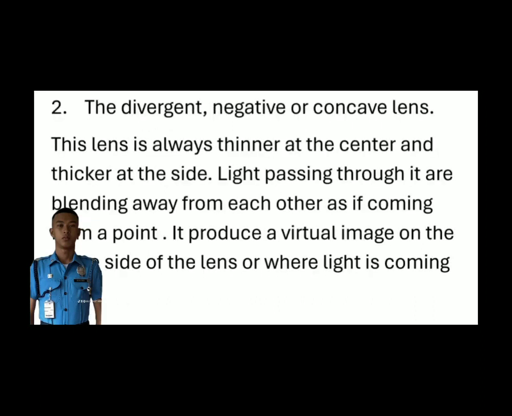And the second one is the divergent, negative, or concave lens. This lens is always thinner at the center and thicker at the sides. Light passing through it is bent away from each other as if coming from a point. It produces a virtual image on the same side of the lens where light is coming from.